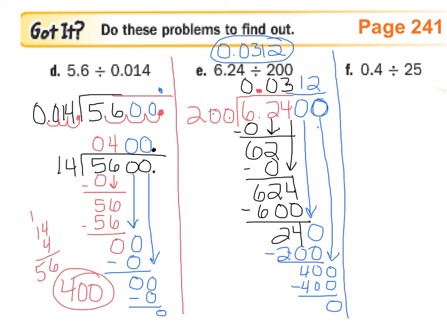So let's try this last one. 4 tenths is divided by 25. So kind of the same situation as this previous problem. I don't have to move any decimal places. The decimal's already behind the 5 in the 25, so I can just put my decimal right up on top.